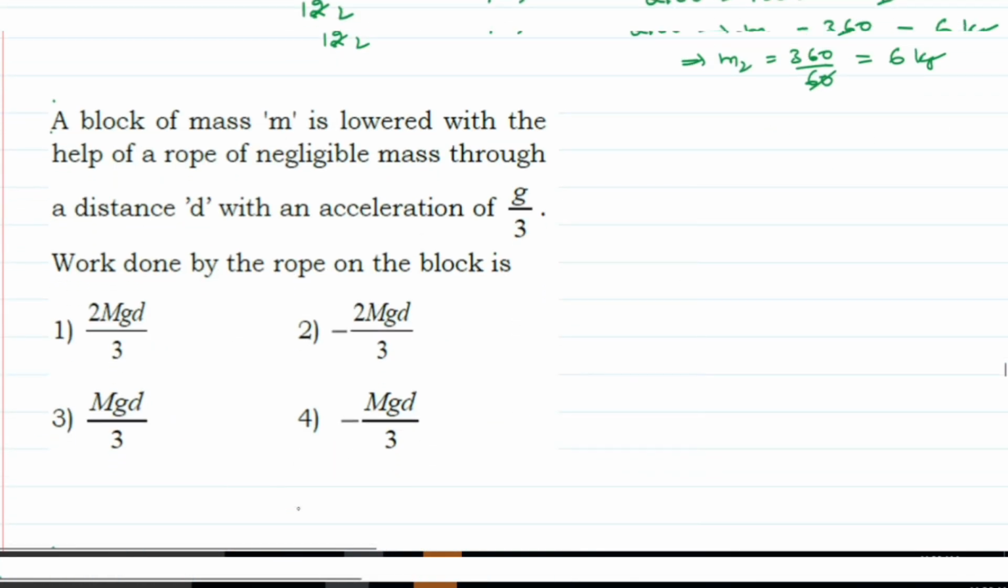Let us see the next question. A block of mass m is lowered with the help of a rope of negligible mass through a distance d with an acceleration of g by 3. Work done by the rope on the block is?